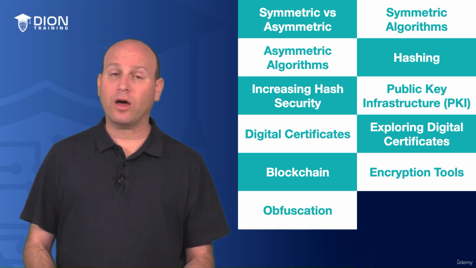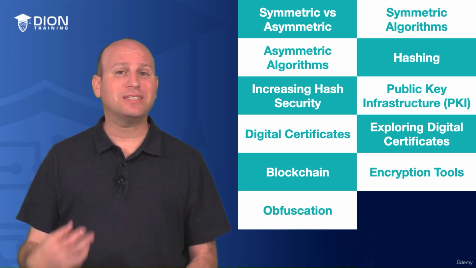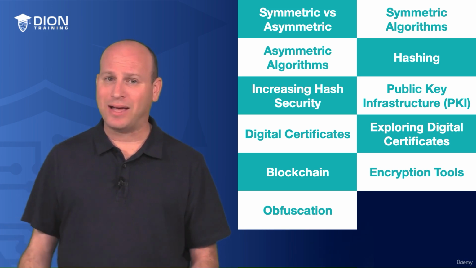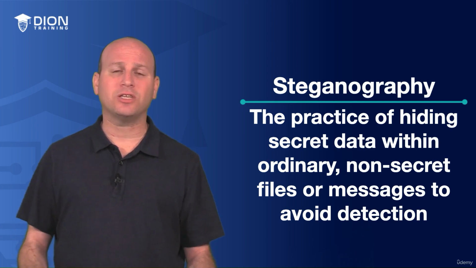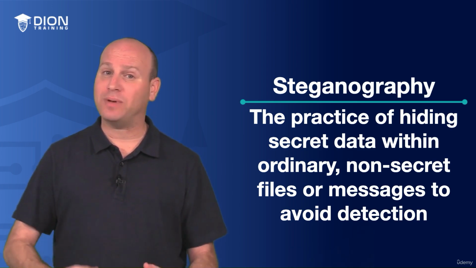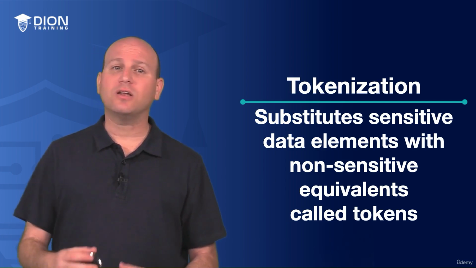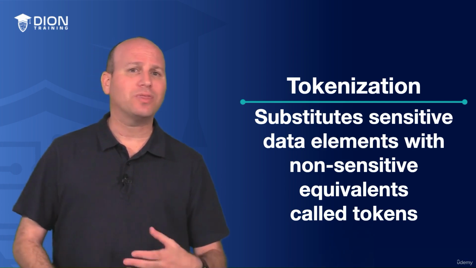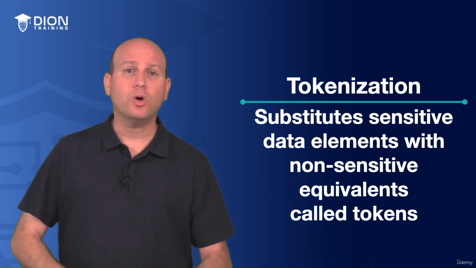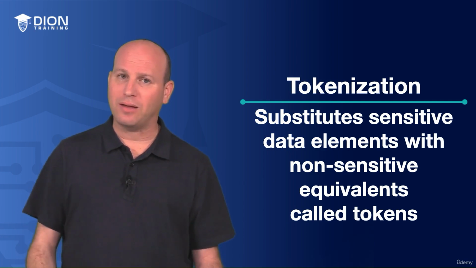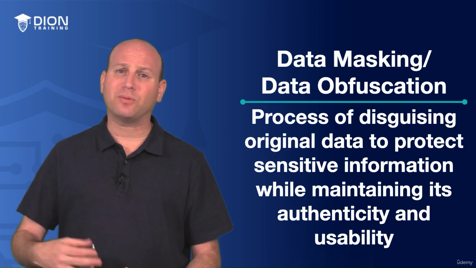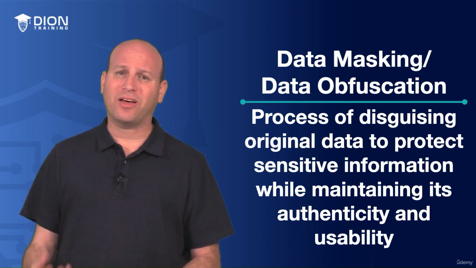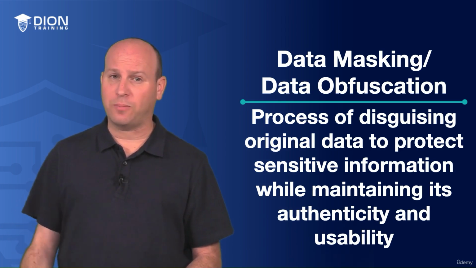After that, we're going to cover obfuscation techniques, including steganography, tokenization, and data masking. Steganography is the practice of hiding secret data within ordinary, non-secret files or messages to avoid detection and ensure the very existence of the message remains concealed. Tokenization is going to involve substituting sensitive data elements with non-sensitive equivalents, called tokens, which have no intrinsic or exploitable meaning. Data masking, or data obfuscation, is the process of disguising original data to protect sensitive information while maintaining its authenticity and usability for a specific purpose.